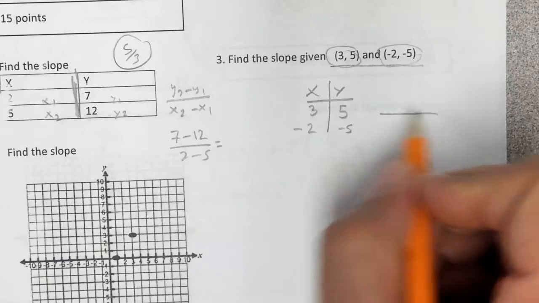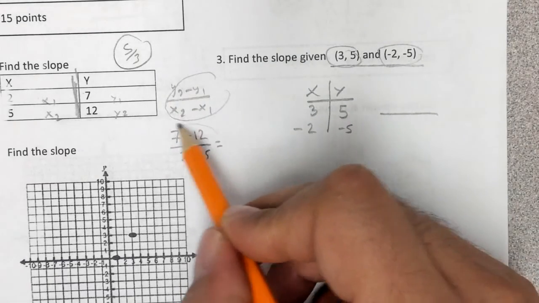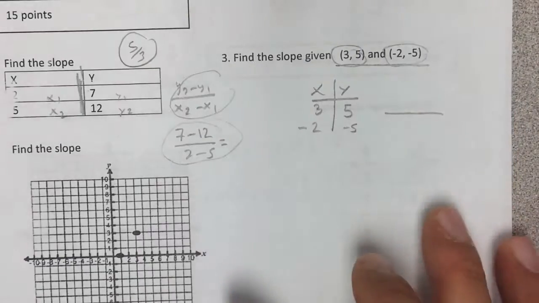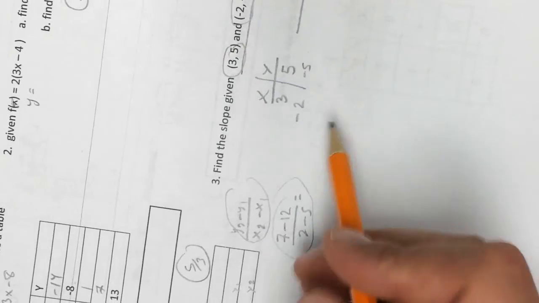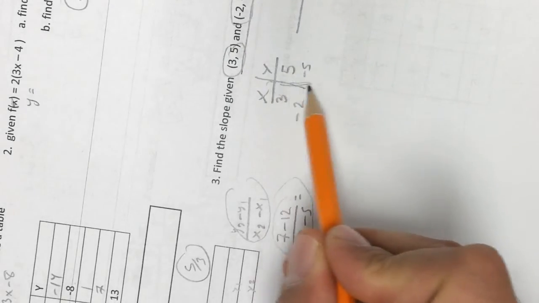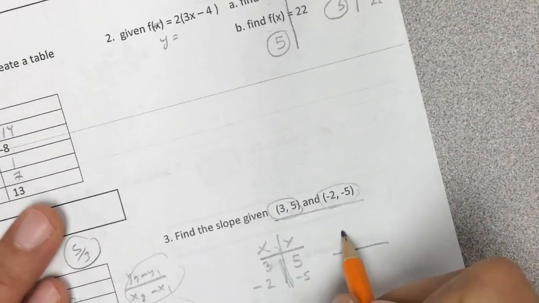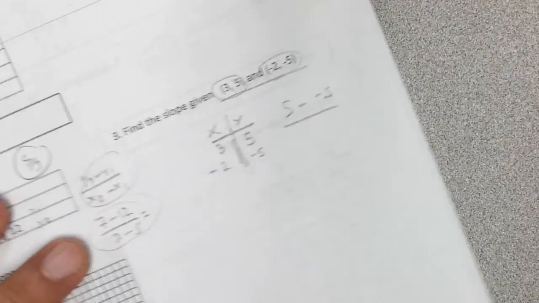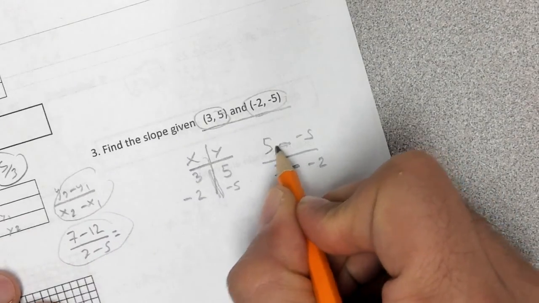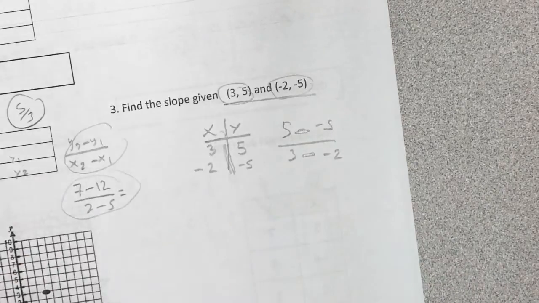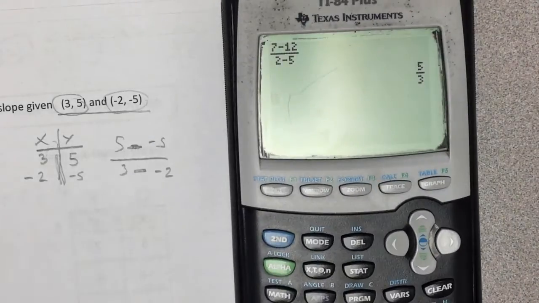Now again, remember, you could either use the formula or you could just slap the table. I'm just going to slap the table with my right hand. And as I slap the table with my right hand, it will fall this way. So in my fraction, 5 and negative 5 are on top. 5 minus negative 5. And 3 and negative 2 on the bottom. Here's 3, here's negative 2. And always put a subtract sign in the middle. These are always subtraction. So now I take my calculator and plug those in.